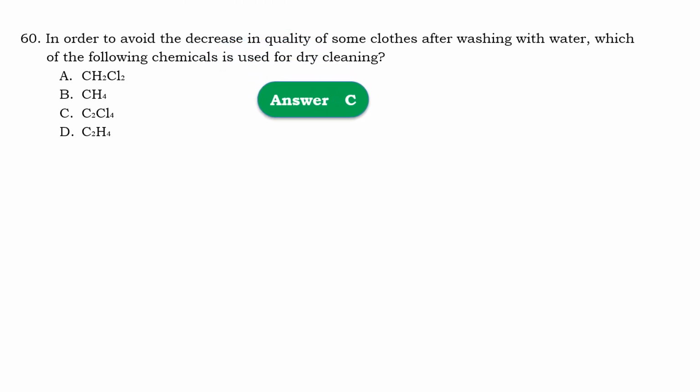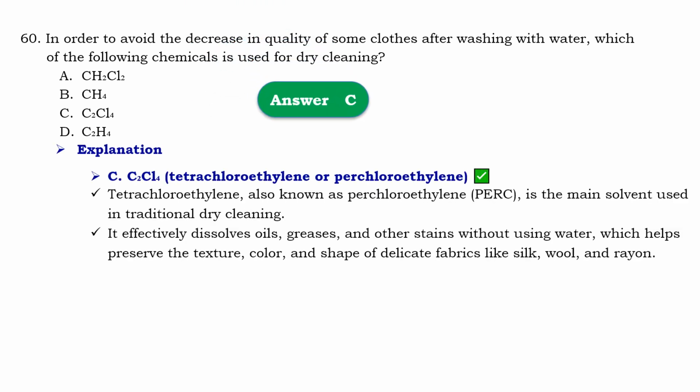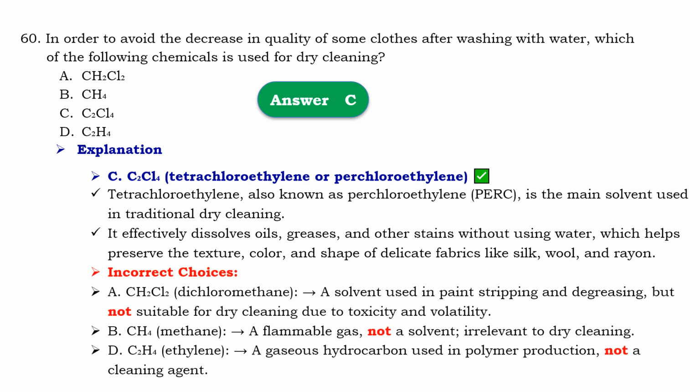So that should be C, which is tetrachloroethylene or perchloroethylene. Tetrachloroethylene, also known as perchloroethylene, is the main solvent used in traditional dry cleaning. It effectively dissolves oils, greases, and other stains without using water, which helps to preserve the texture, color, and shape of delicate fabrics like silk, wool, and rayon. So we can perfectly see.